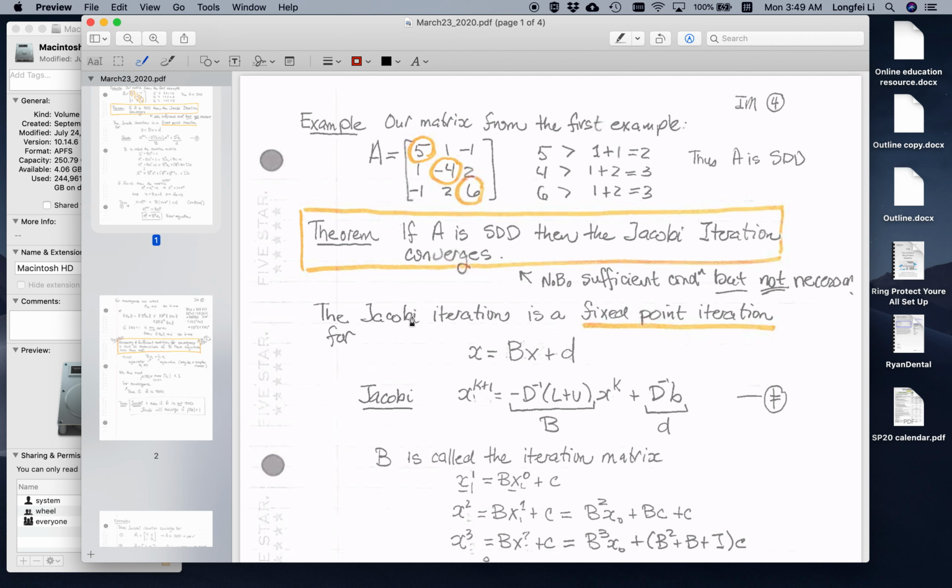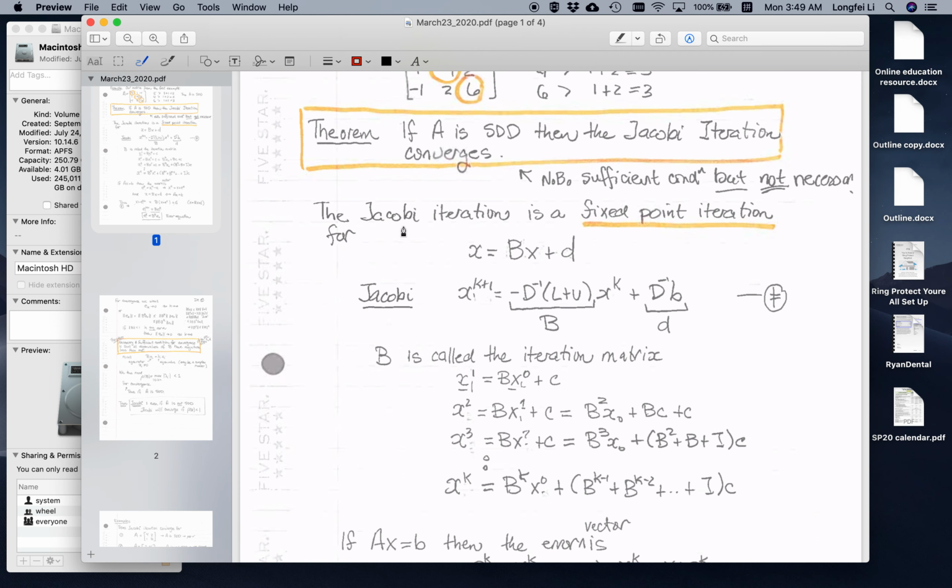And we have a theorem that says if A is SDD, then the Jacobi iteration converges. Here I want to point out that this is only a sufficient condition, but it's not a necessary condition. What does that mean? It means if a matrix A is SDD, then the Jacobi iteration converges, but the reverse is not true. That is, if the Jacobi iteration converges for a matrix, it's not necessarily guaranteed that the matrix is SDD.